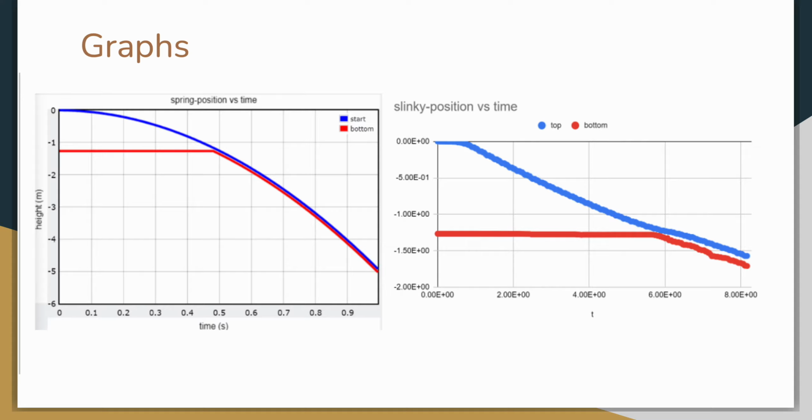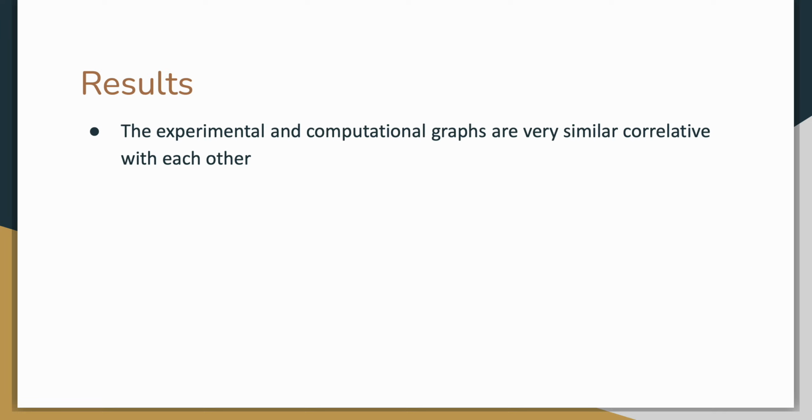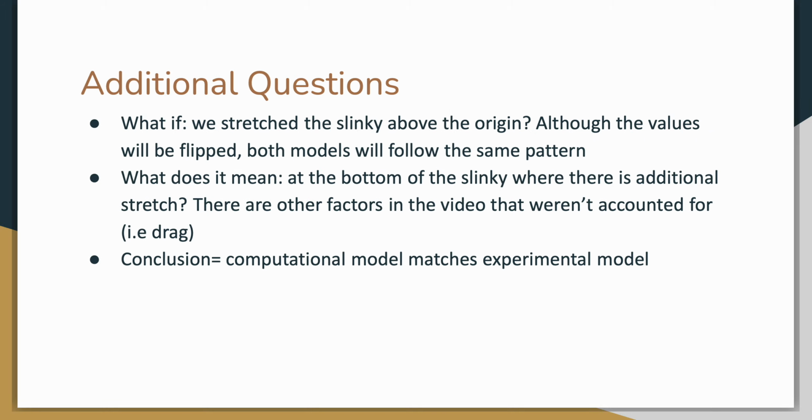So as you can see, on the left is the computational spring position versus time, and on the right is the experimental position versus time. The main result is that the experimental and computational graphs are very similar. Now, what if we stretch the slinky above the origin? Although the values would be flipped, it would still follow the same pattern.